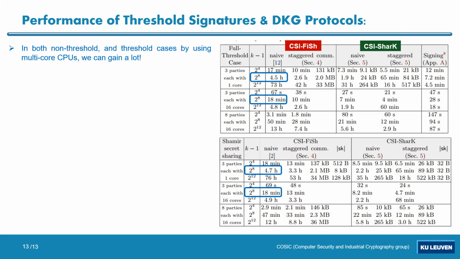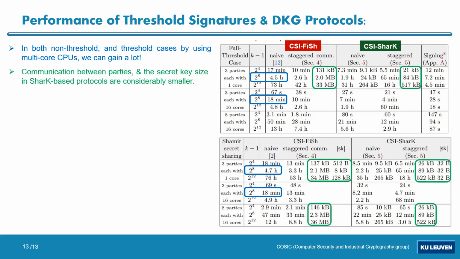You see that simply by moving from single core to multi-core, look at how much we can improve: 4.5 hours to 18 minutes. So they are quite practical if you really have multi-core 16-core CPUs. And also in the SiRaSHi, you see 4.7 hours to 18 minutes.